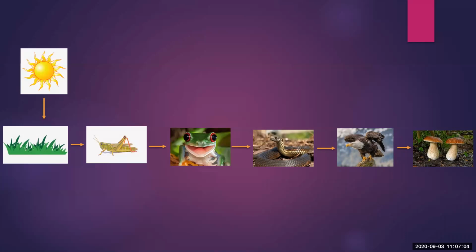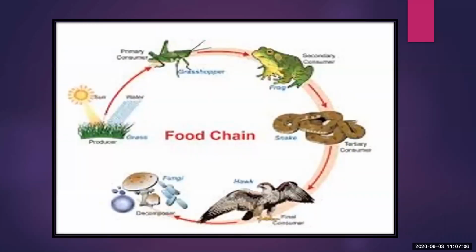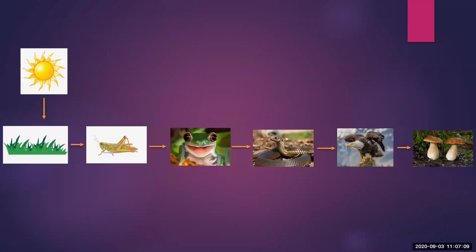So you can see here the energy transfers in a unidirectional way only, in one way only. It is not passed again in a backward direction or bidirectional. The flow of energy is in one direction only, from sun to grass, from grass to grasshopper, from grasshopper to the frog, from frog to the snake, and from snake to the eagle, and the eagle's dead and decaying body will be decomposed by the saprophytes.